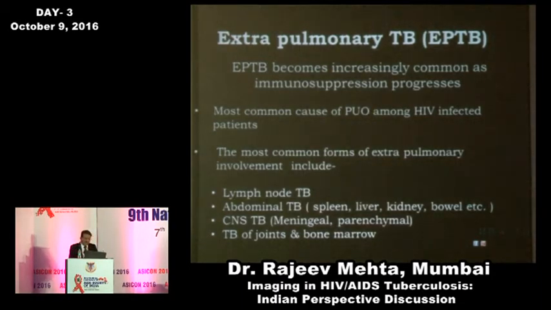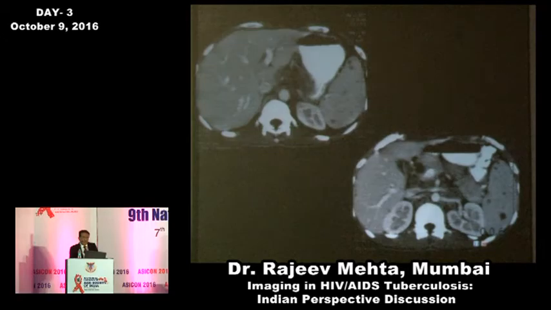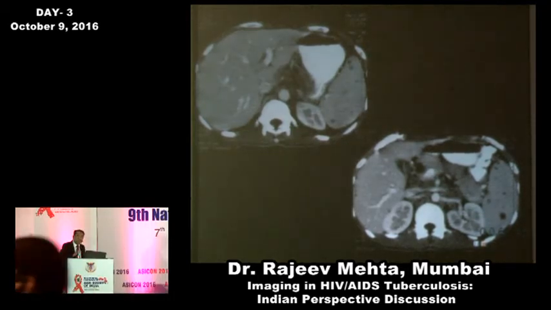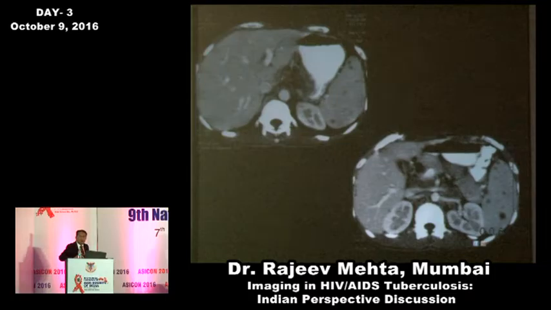Now, coming to extrapulmonary tuberculosis, we are talking about abdominal TB, central nervous system TB, and TB of the bone marrow and joints. This is one patient who had presented with pain in the abdomen, fever, and loss of weight, and initial sonography of the abdomen picked up lymph nodes in the abdomen. On that basis the possibility of abdominal tuberculosis was suspected, however, they wanted more clarity, and hence we did the contrast enhanced CT scan.